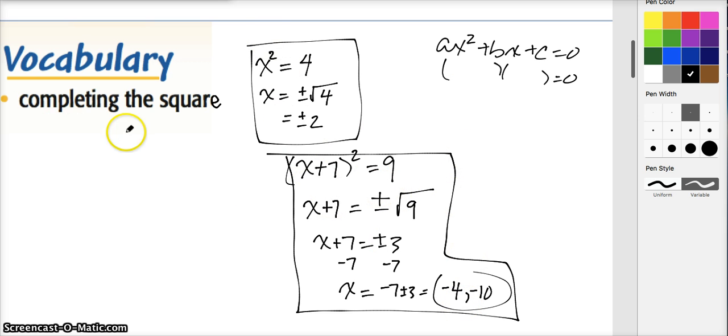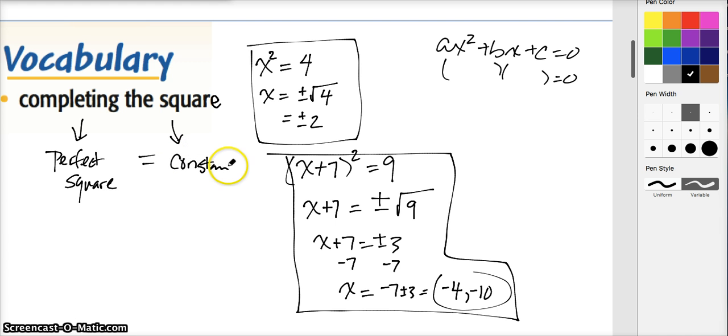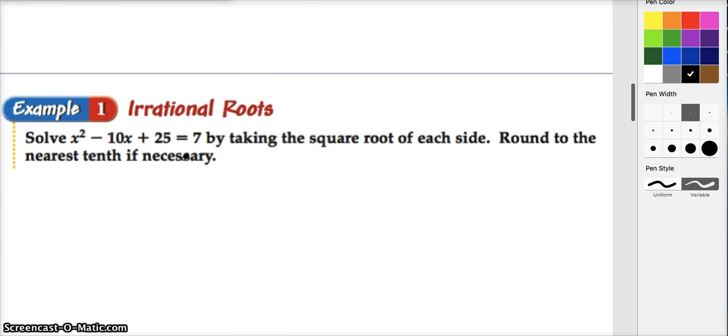So this is the technique of completing the square. To complete the square, we want one side of our equation to be a perfect square, maybe a perfect square trinomial, right? And then we want the other side to be some constant. And that's going to be our setup for completing the square. Let's look at some of these examples.